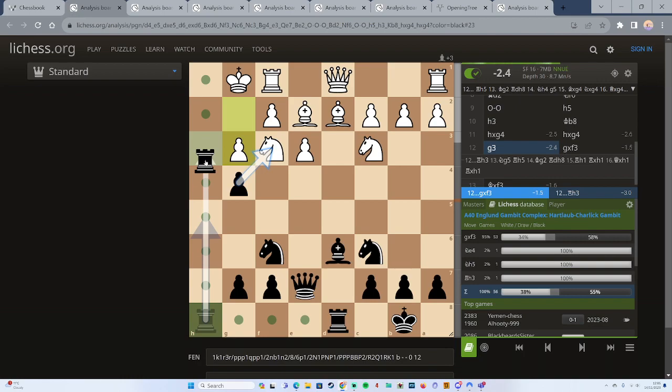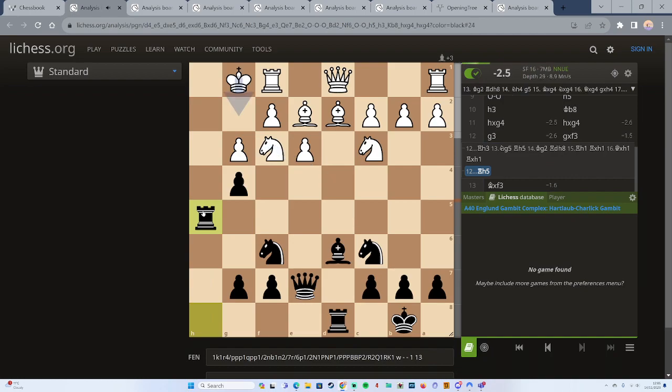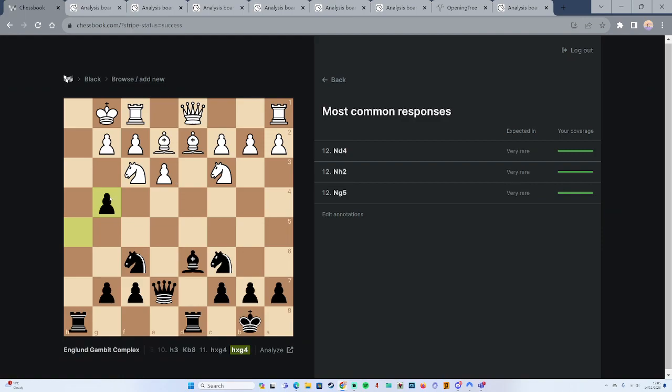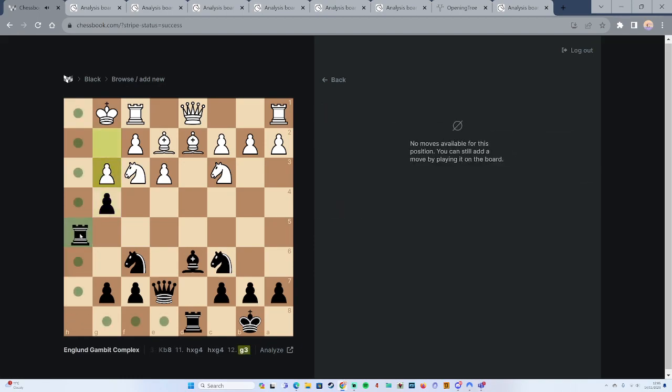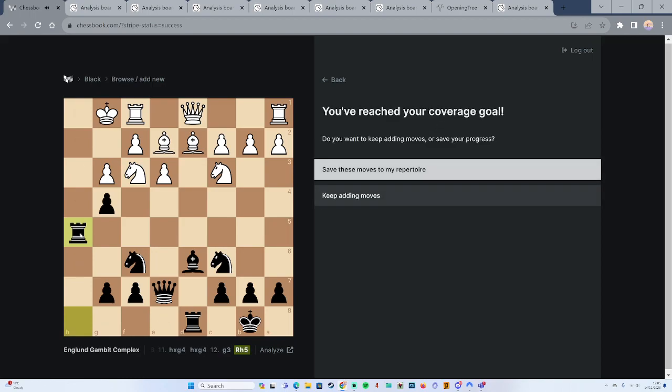Rook to... Wait, rook to H5 is the move. Oh, we did it here first. The engine's changed his mind. Rook to H5? I think I'm just going to leave it like this. The rest of it we'll have to work out ourselves over the board if we ever get this position. It's too complicated. But let's just add it just because it is 18% of games apparently. I don't believe that. Right, so we'll add G3 and we're going to do rook to H5. And we're going to save it like that.